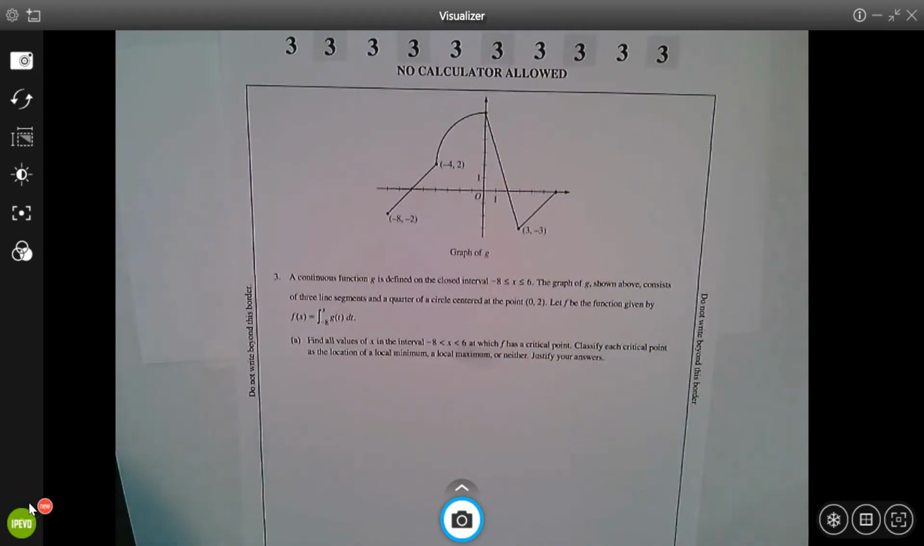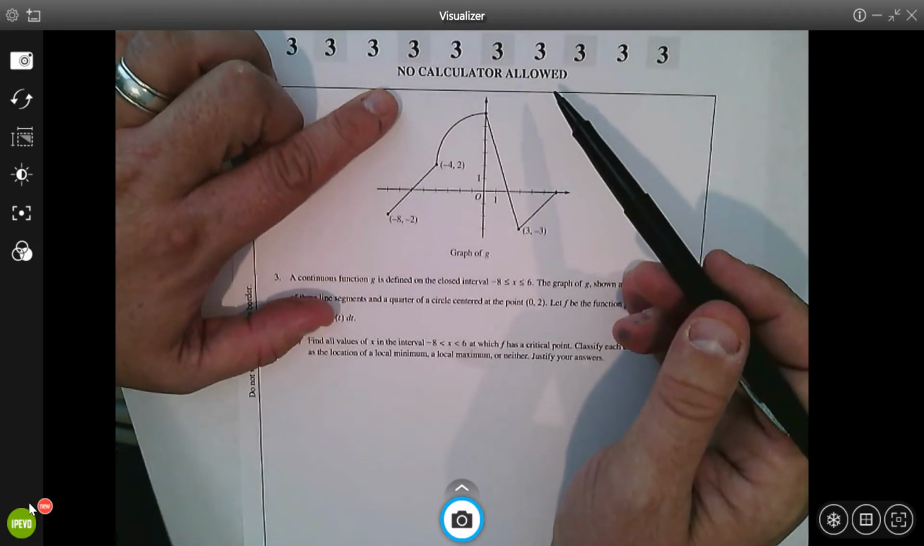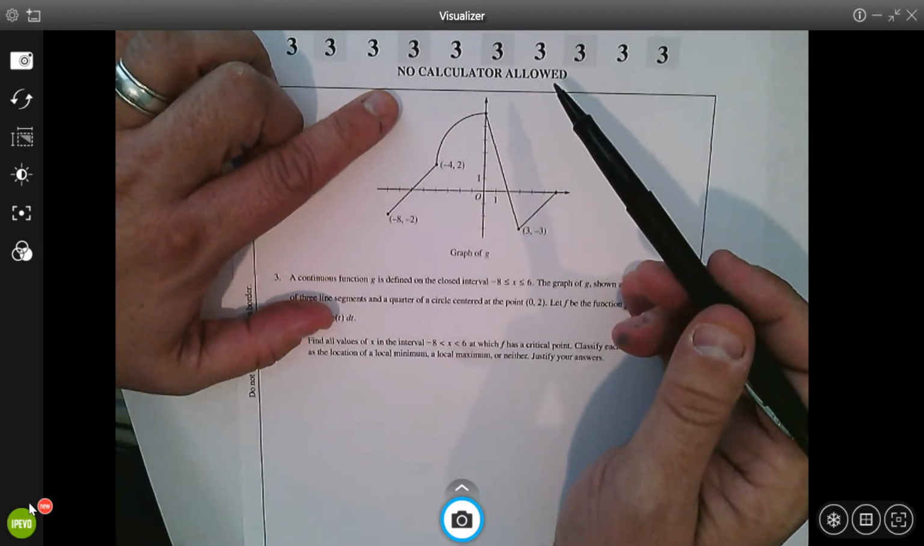All right, here we go. This question is from the 2016 AB International Exam. It's question 3, so as you can see, no calculator is allowed.